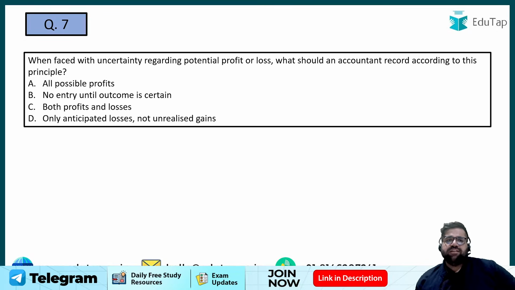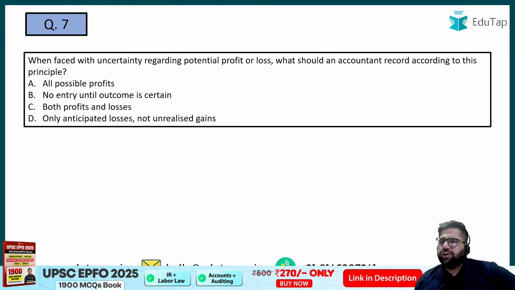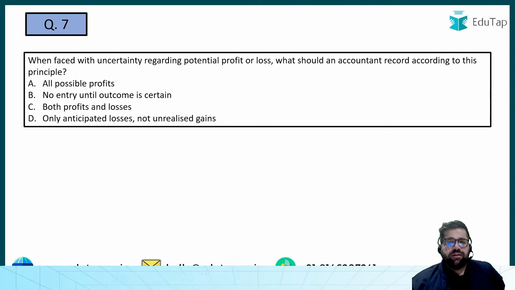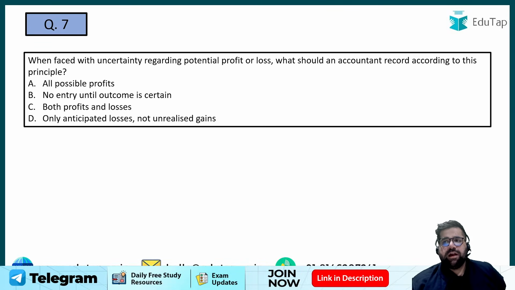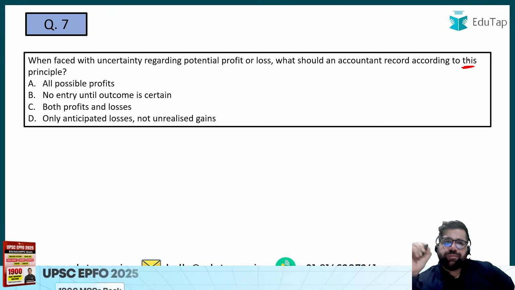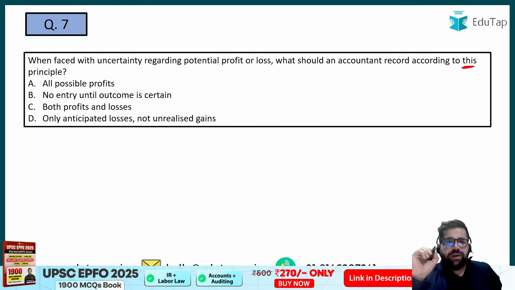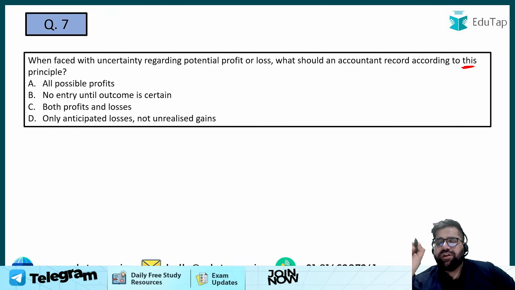Now comes the 7th one. This is a bit tricky, so try to read and then answer. When faced with uncertainty regarding potential profit or loss, what should an accountant record according to this principle? Now this is not given to you, therefore it's tricky. All possible profits, no entry till the outcome is certain. Both profits and losses, only anticipate losses and not realize gains.